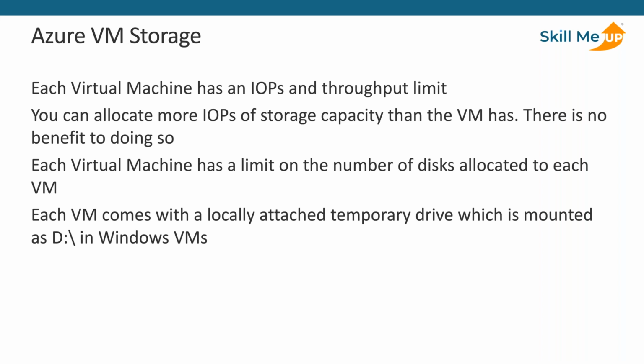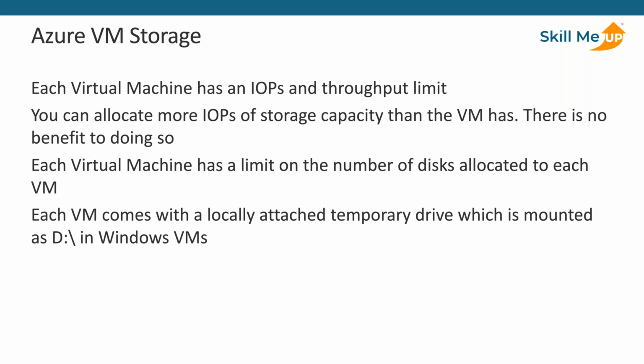So a couple of things. Each virtual machine has an IOPS and throughput limit. As you approach that IOPS and throughput limit, your workloads will be throttled, so you'll see a tail off in performance. You can allocate more IOPS of storage performance than the VM has, but there's no benefit to doing so.